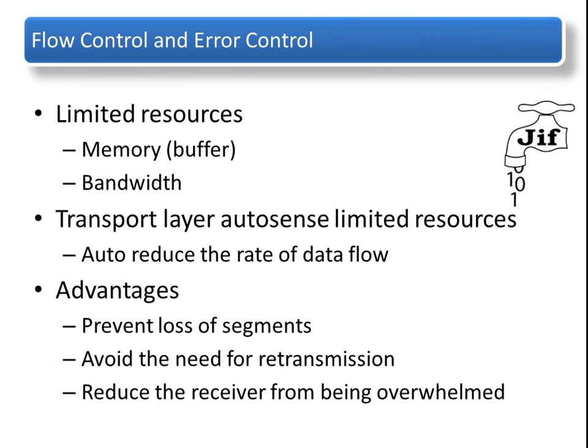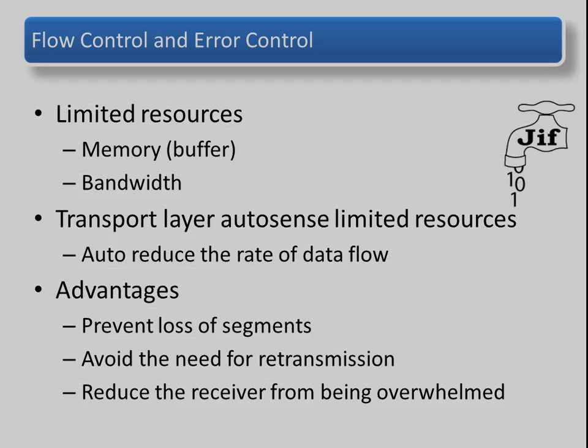To prevent the host from being overwhelmed by incoming segments, TCP implements a technique known as dynamic window size. Dynamic window size controls the flow, or the rate at which segments are sent and acknowledged. This helps to prevent the loss of segments caused by limited resources, thereby avoiding the need for retransmission. This technique also helps to detect and fix errors caused by dropped segments.